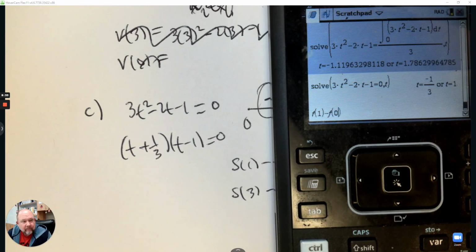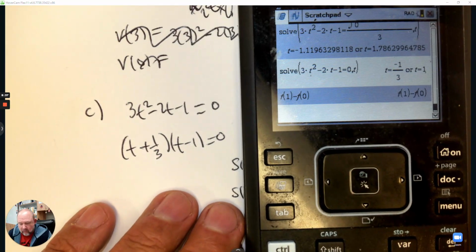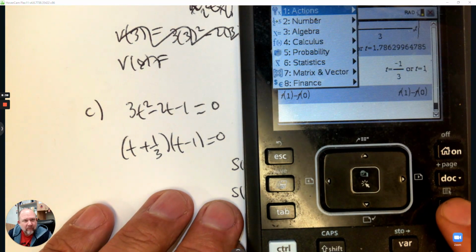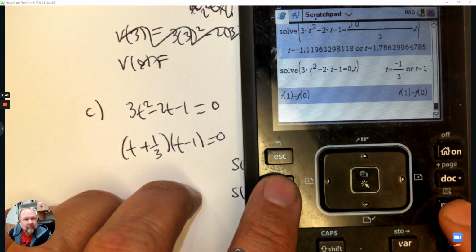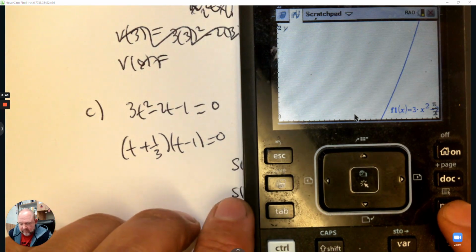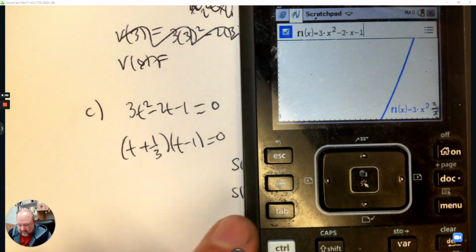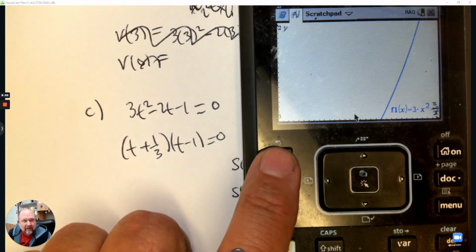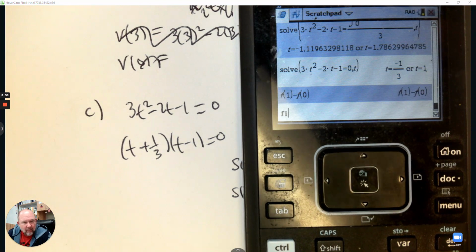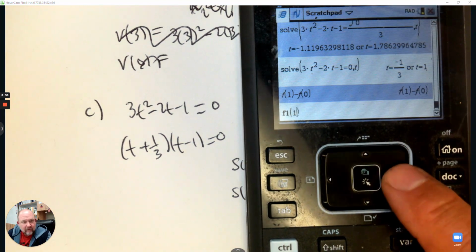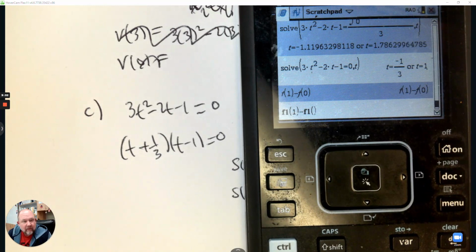Oh, what happened here? Oh, I know what I did wrong. Was it F1? Look, make sure. Press tab. It's F1. So I got to type it in right. So let's do it again. So it's F1. So F1 at 1 subtract F1 at 0. And I get the answer 1.